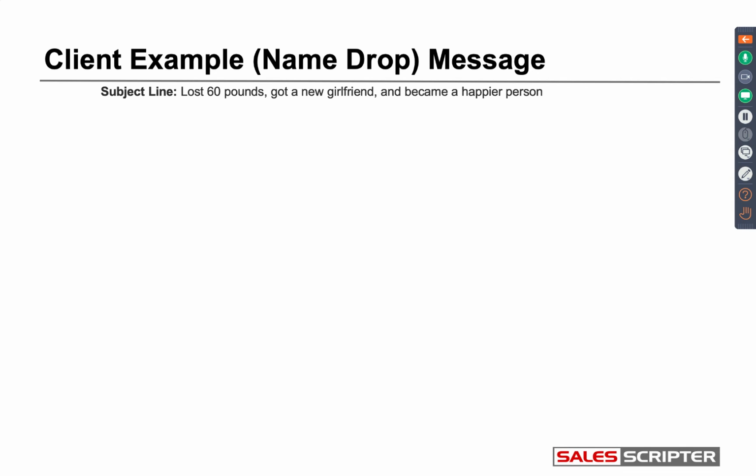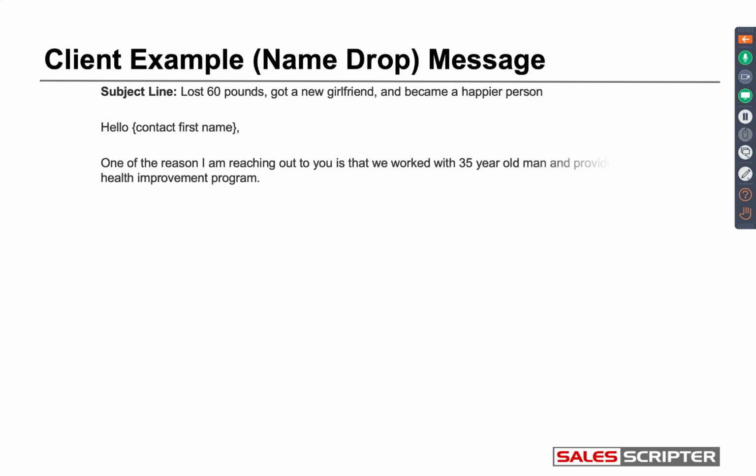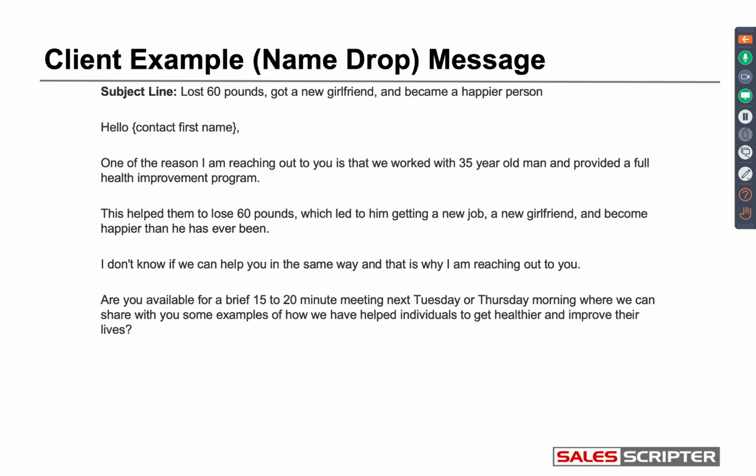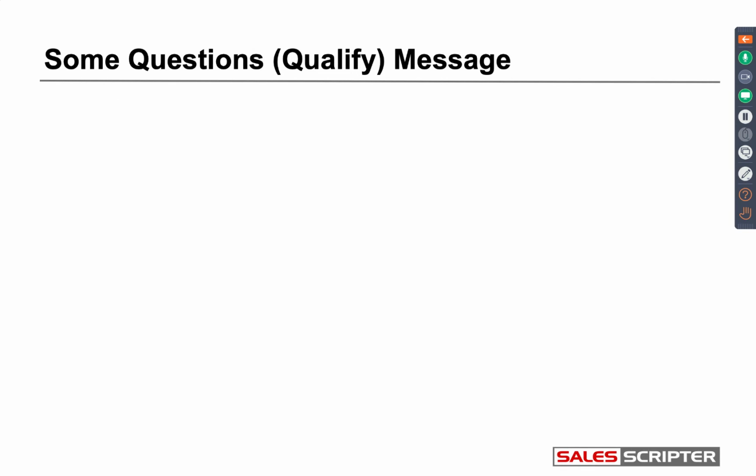Email number 3, client example. The subject line is: some details about lost 60 pounds, got a new girlfriend, became a happier person. Hello, one of the reasons I'm reaching out to you is we worked with a 35-year-old man and provided a full health improvement program. This helped him to lose 60 pounds, blah, blah, blah. I don't know if we can help you in the same way. That's why I'm reaching out. Are you available for a brief meeting?